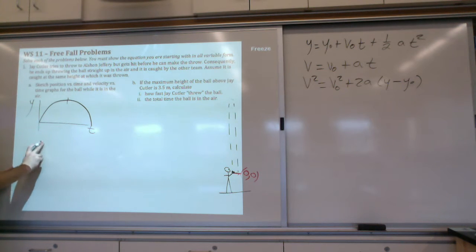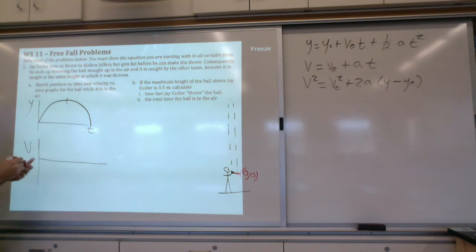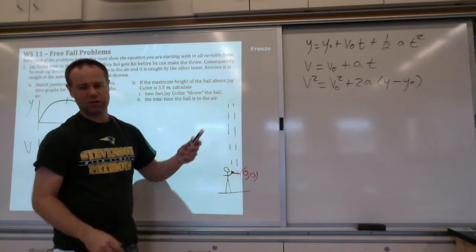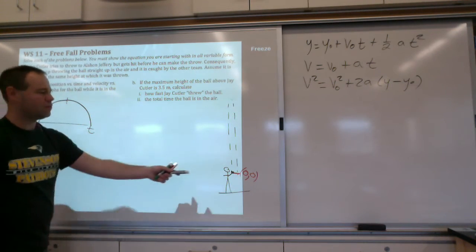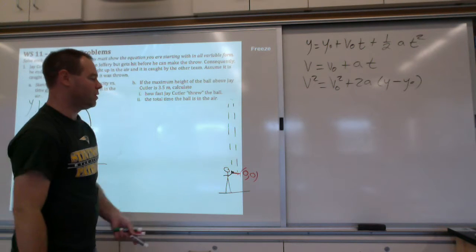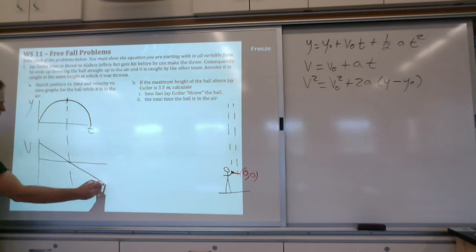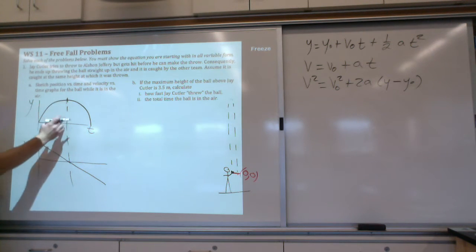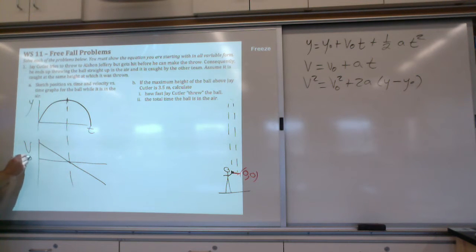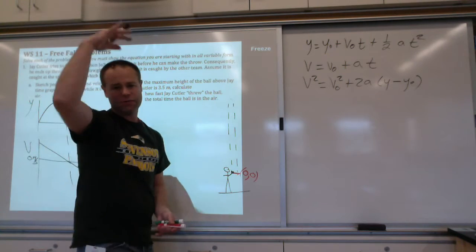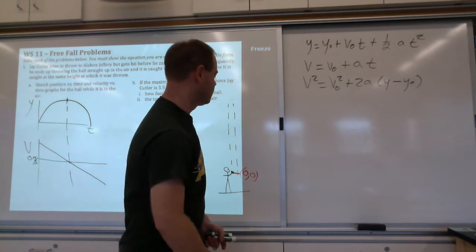Then our velocity versus time graph for the ball is going to look like this. Again, it's moving in the positive direction, slowing down, and then moving in the negative direction, speeding up. So moving in the positive direction, slowing down is going to look like this, and moving in the negative direction, speeding up is going to look like that. And we see that at the apex, our velocity is 0 meters per second, which makes sense because the ball stops for a split second when it reaches the apex.